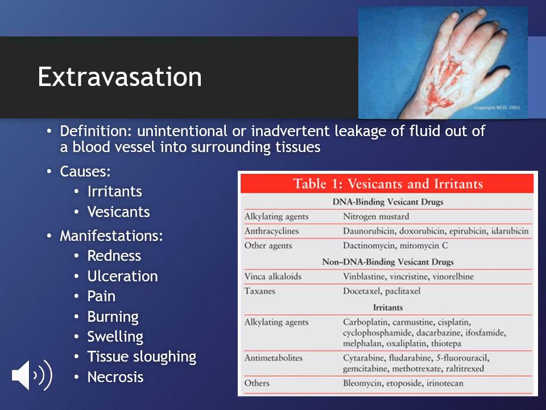Extravasation involves unintentional or inadvertent leakage or infusion of fluid out of the blood vessel into surrounding tissues. This is caused by irritants or vesicants. An irritant is an agent that causes aching, tightness, or inflammation of a vein, but doesn't cause tissue necrosis, whereas a vesicant causes blistering, severe tissue injury, and tissue necrosis.